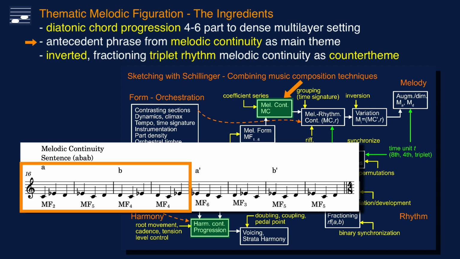The main theme is the antecedent phrase AB from this melodic continuity, a block in the upper right sector in the diagram and derived in part 2. Each chord in the diatonic progression contains the 3 pitch classes C, D and E flat as a different subset of chordal functions, as I demonstrated in part 3 from the series.